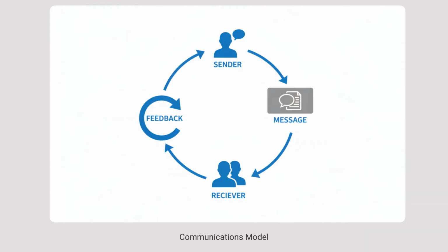Now, the first component of the model is the sender, and I'll say that's you. You have a message that you want to share. You got something on your mind and you want to talk about it. You want the person to understand what that is. So you are the sender of that information. Now, the next component is the actual message you're trying to send. What do you want to say? The things that you're feeling, the emotions you want to express, that's the message that you want to send.